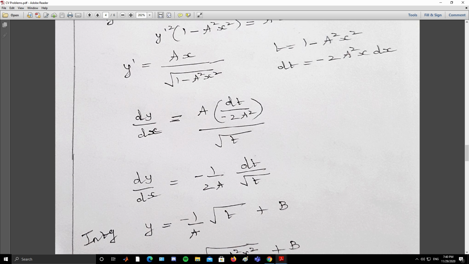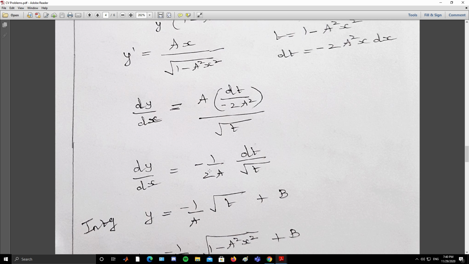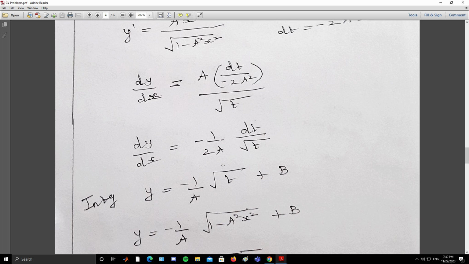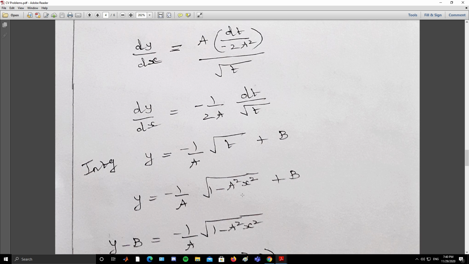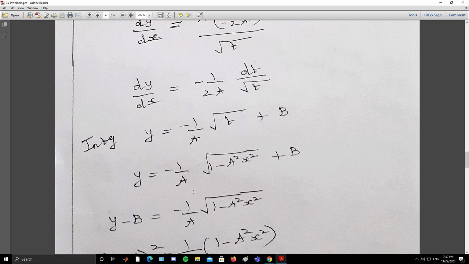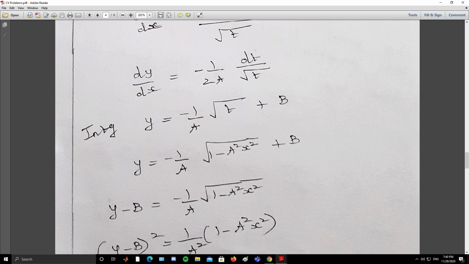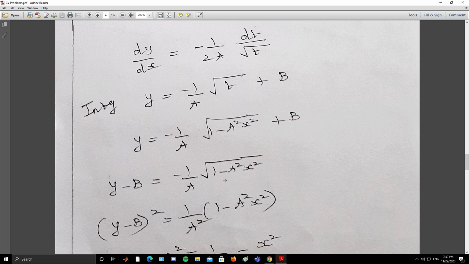So I repeat, left side is dy by dx, right side a into what is x minus 1 by 2a square into dt, and denominator you have root of t. So dy by dx equals minus 1 by 2a dt by root t. So integrating, y equals minus 1 by a root t plus b. What is t? 1 minus a square x square. So y minus b equals minus 1 by a into root of 1 minus a square x square.